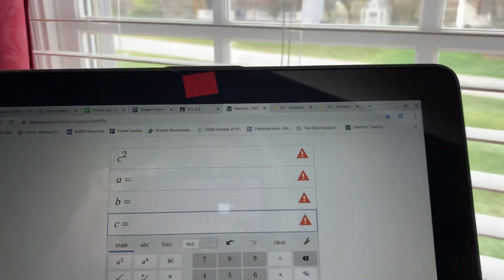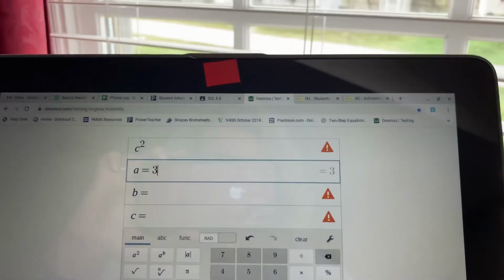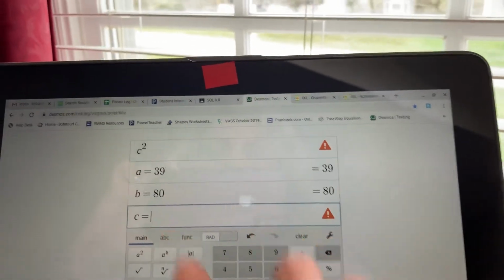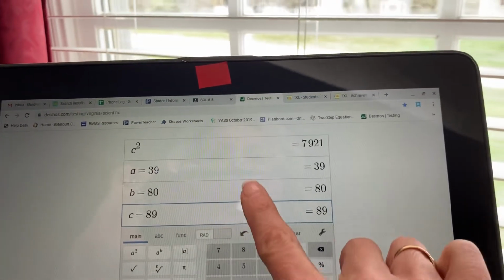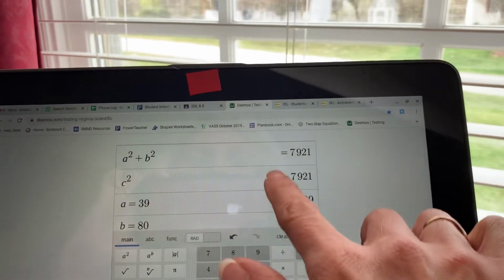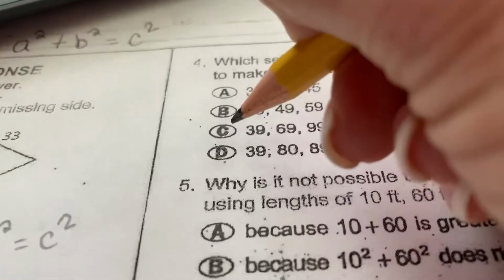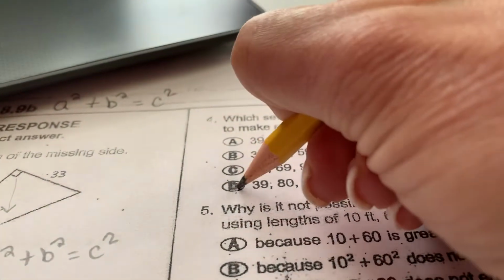39, 80, 89. So 39, 80, 89. And those two numbers are the same, 79, 21. And so we know that the answer for number 4 is going to be letter choice D.